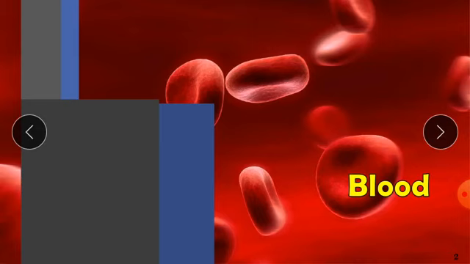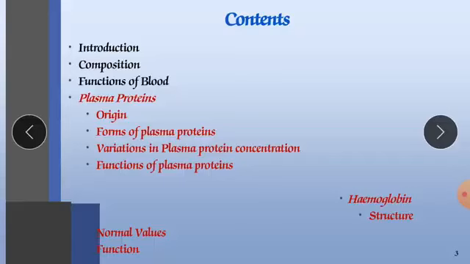If you see the components, it especially contains the formed elements and the non-formed elements. In case of formed elements, it has RBC, WBC, platelets. In case of non-formed elements, it has plasma. Now, contents. In the blood, it is a wide chapter. Out of them, we will discuss today only the first chapter.